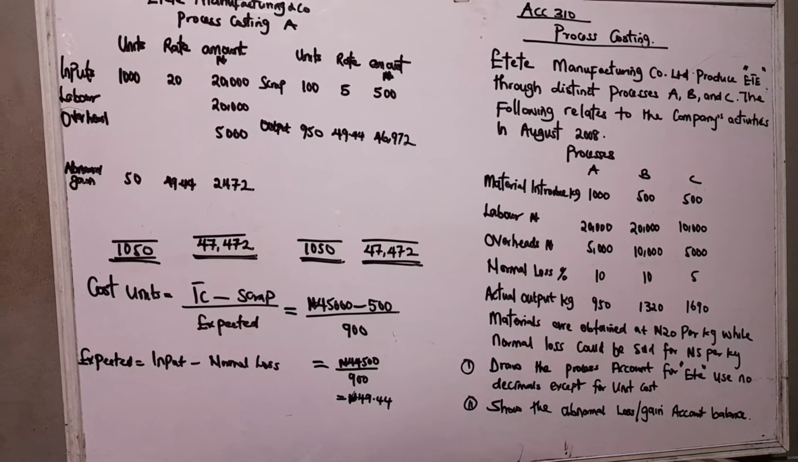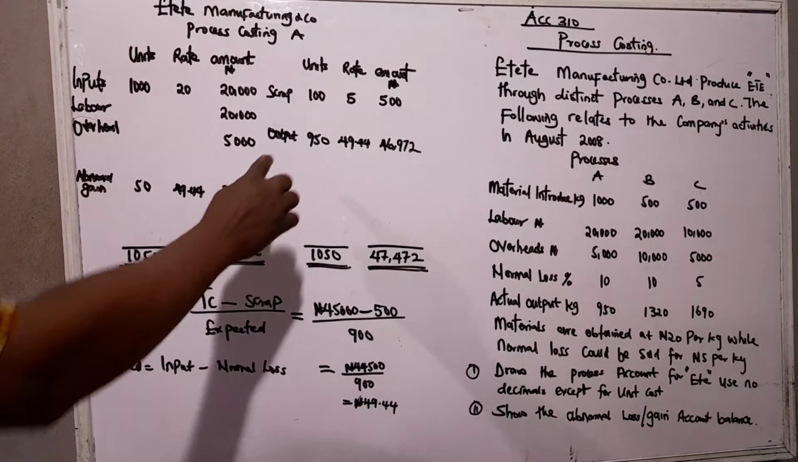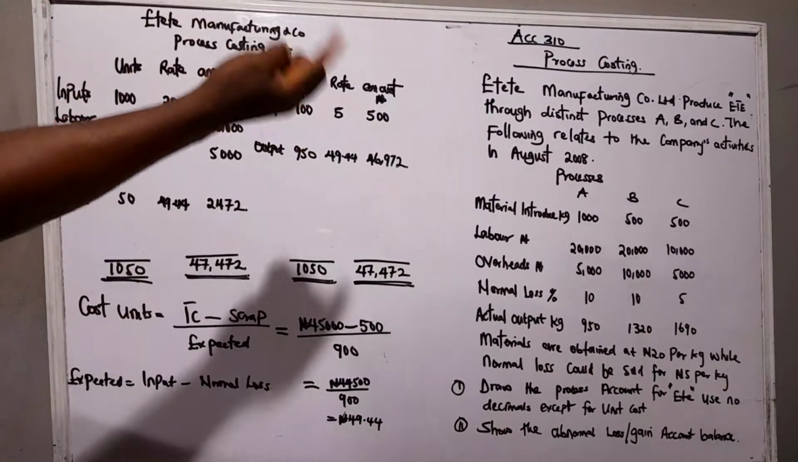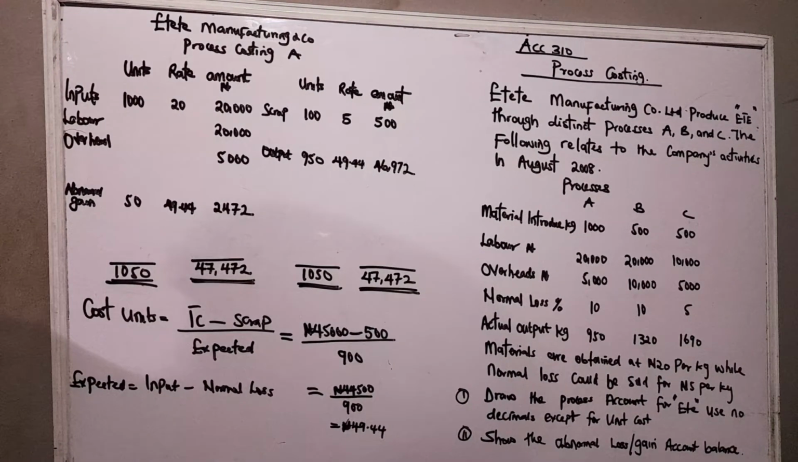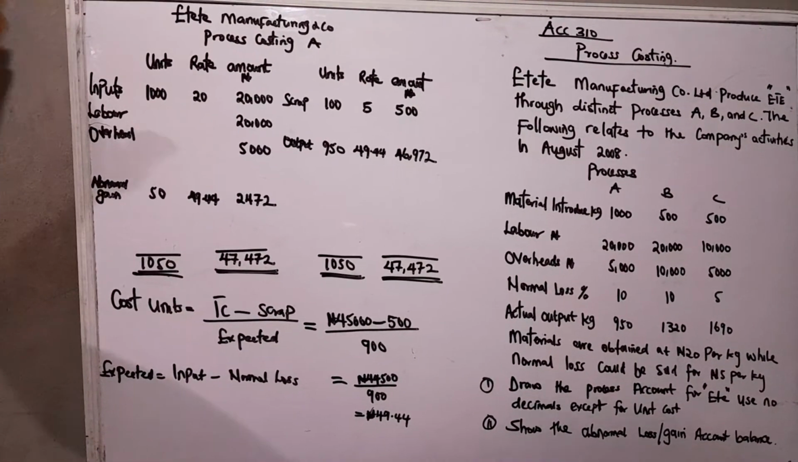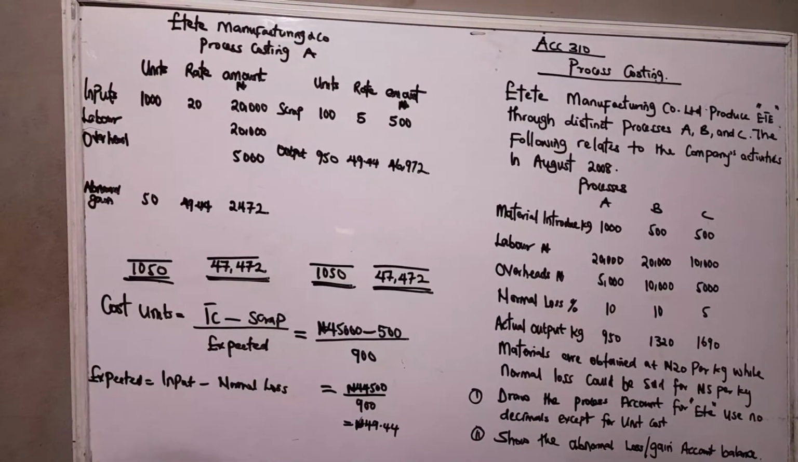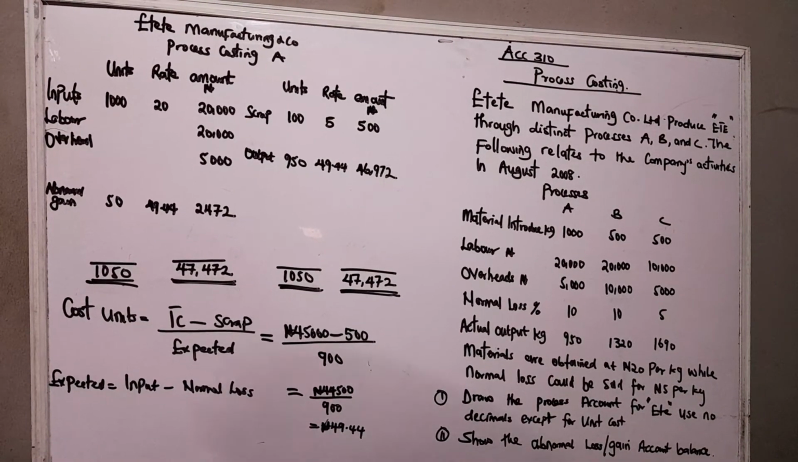So you can see now that it's not difficult. If I want to start process B, this will be my input. It will be transferred from process A to B. So at this point, I'll stop at process A. In the next video I will do process B. So thank you very much. Enjoy your day.